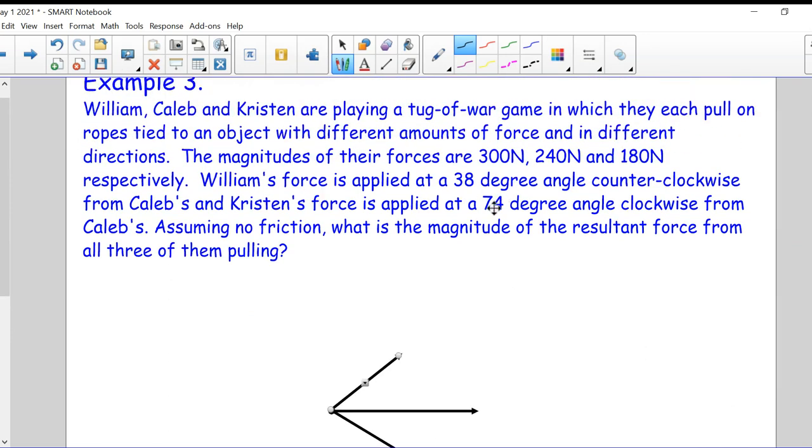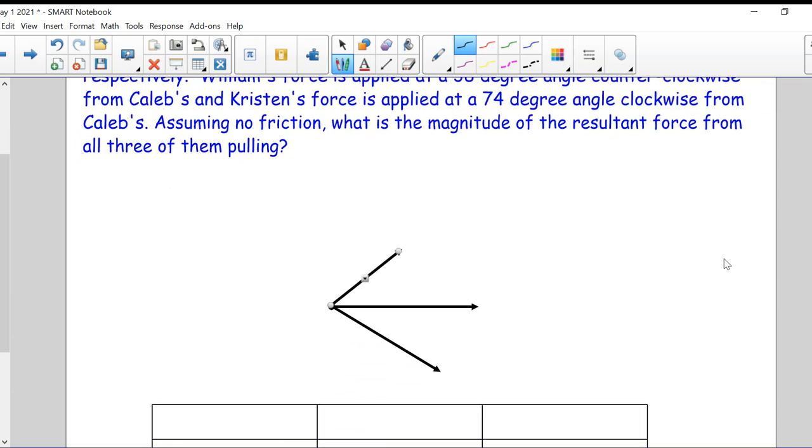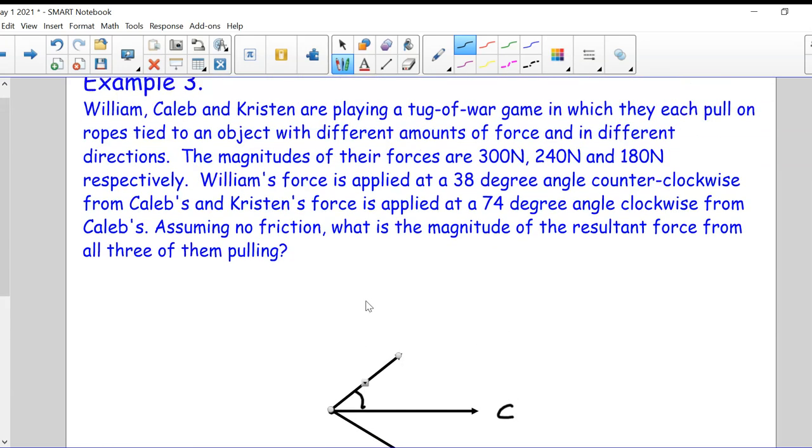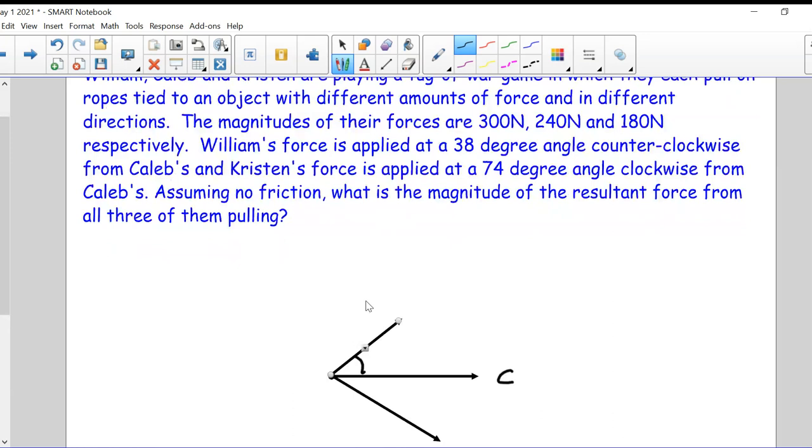So the magnitudes of the force are 300, 240, and 180. William's force is applied at 38 degrees counterclockwise from Caleb. Let's use this as Caleb. I'll put a C on the end and say that's Caleb. So this angle inside here is the force that we're saying is William, and that's 38 degrees going in a counterclockwise direction. 38 degrees going this way.